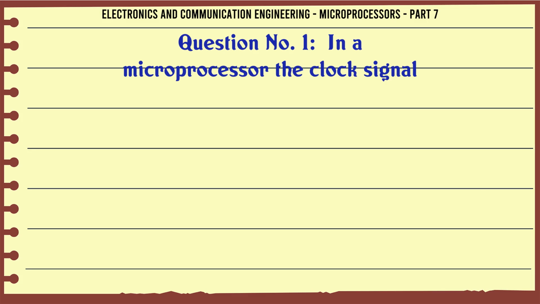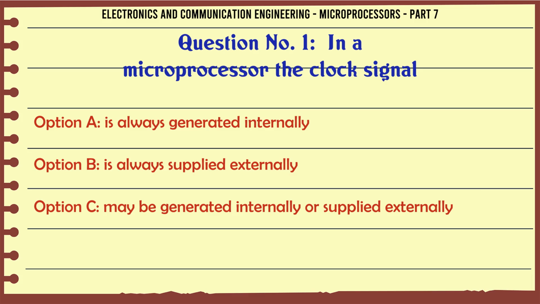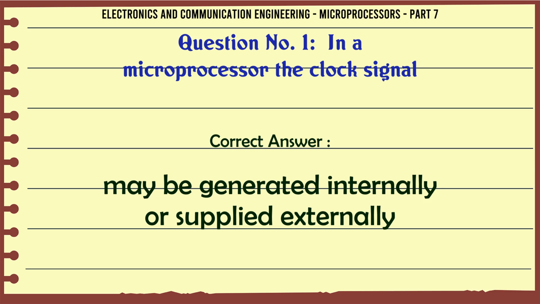In a microprocessor, the clock signal: A, is always generated internally. B, is always supplied externally. C, may be generated internally or supplied externally. D, is mostly supplied externally. The correct answer is: may be generated internally or supplied externally.